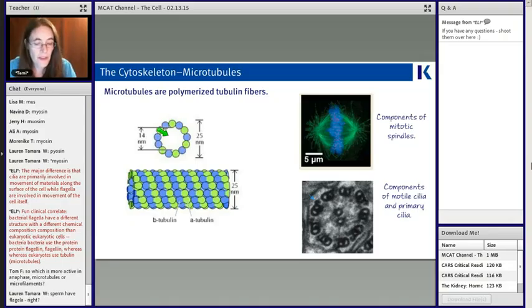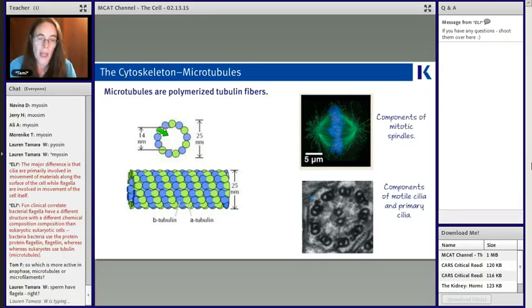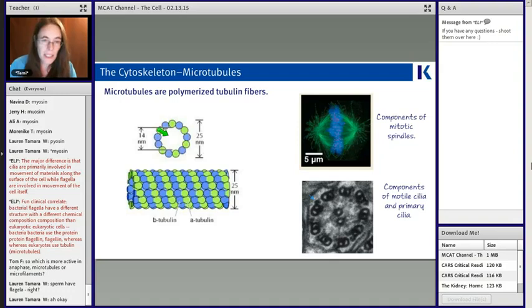Sperm do have flagella. Sperm do have flagella. However, our flagella on the sperm are from a microtubule stance instead of from a protein stance, okay? So the thought is clinically, we should be able to leave the flagella on sperm alone because they're different, okay?